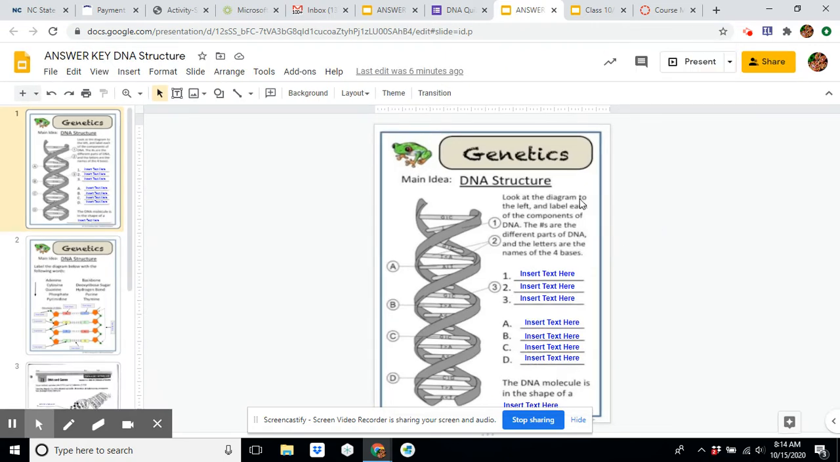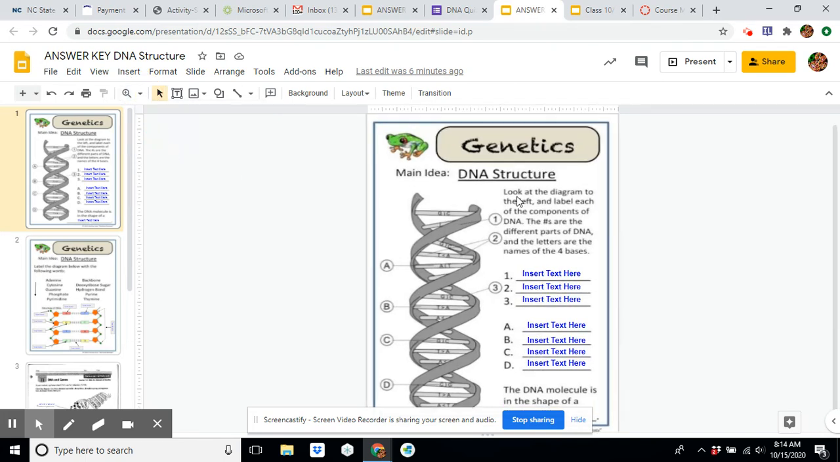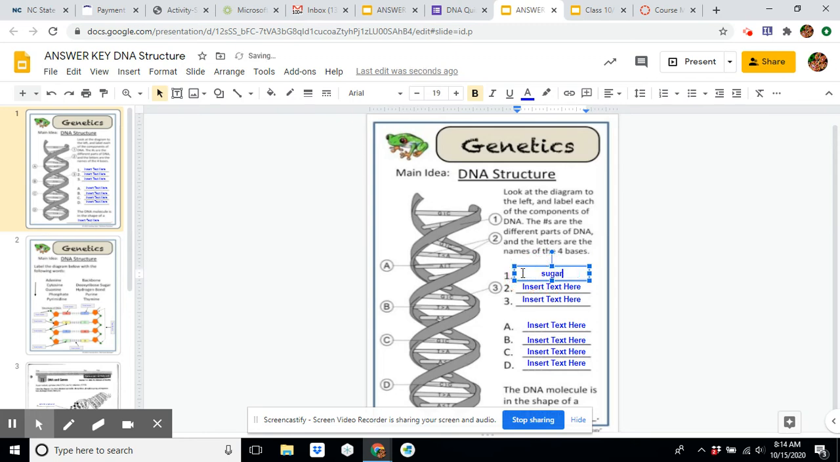Okay. So if we look here at this slide, remember there's a zoom button right here. If you want to zoom in a little bit, you can. This main idea is all about the structure of DNA. So we're going to label the components of DNA. There are numbers on the different parts of the DNA, and there are letters for the different bases. So number 1 is pointed to this outside piece of the DNA. So what do you call that outside piece of the DNA? Remember, that's called the sugar phosphate backbone.